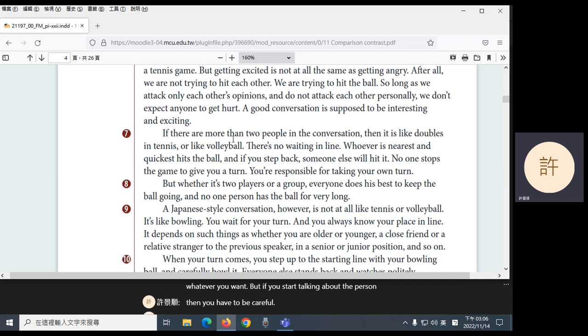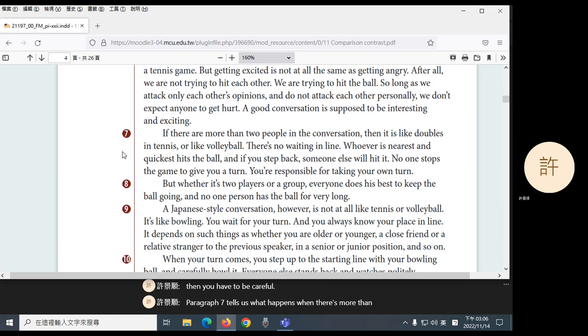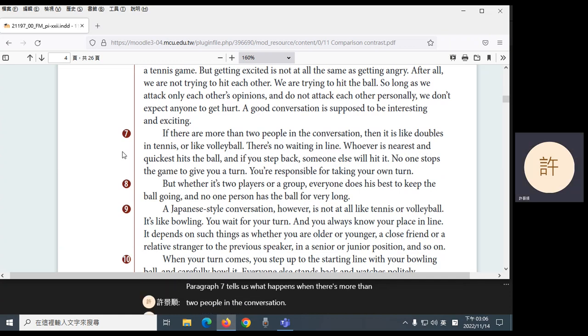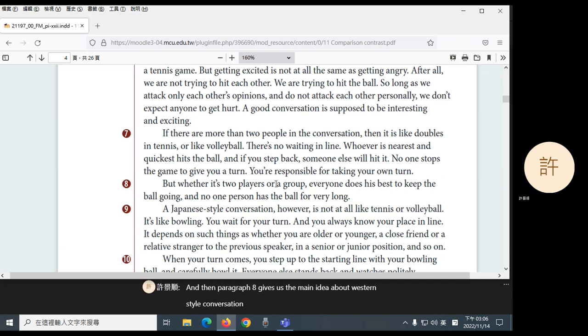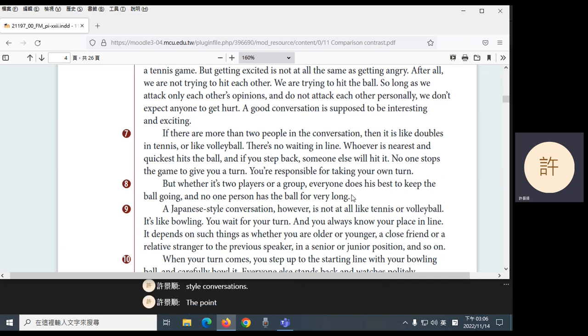Paragraph seven tells us what happens when there's more than two people in the conversation. And then paragraph eight gives us the main idea about Western style conversations. The point is to keep the ball going. The point is to keep the conversation going. So that's the Western style.